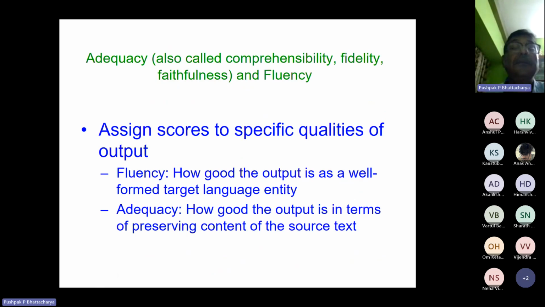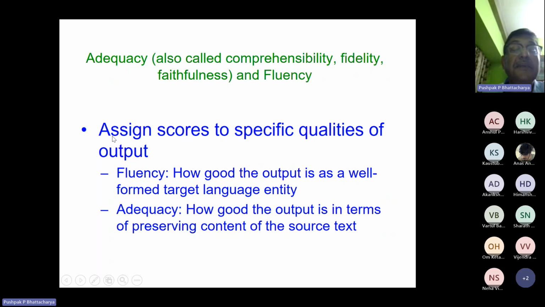Now, since human judgment has been used extensively for measuring or comparing the quality of MT systems, two parameters, two concepts have ruled the evaluation field for a long time, and they are still there even now. Adequacy and fluency. Adequacy is also called comprehensibility, fidelity, and faithfulness.